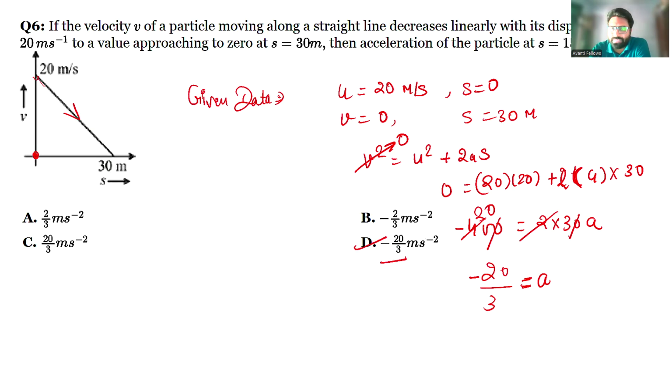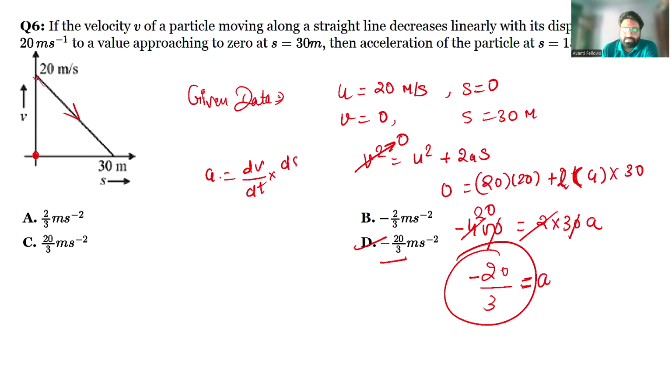Now at s equals 15, you might think that you calculated it between 0 to 30 meters. But as you can see, the acceleration is coming out constant, not depending on time, so that is why it is fixed. And as you can see, this is a v-s graph. We know that acceleration is dv by dt, multiplied and divided by ds, so a ds is equal to v dv, which means dv by ds, the slope of the v-s graph, represents the ratio of acceleration to velocity.